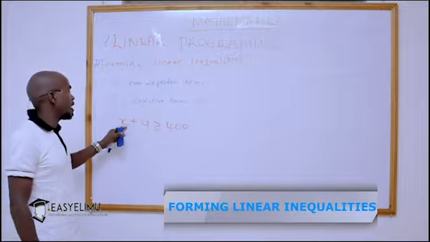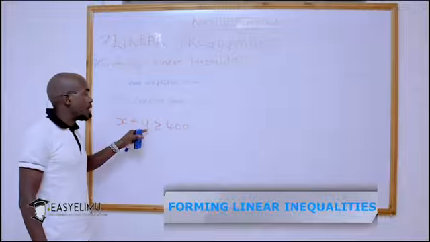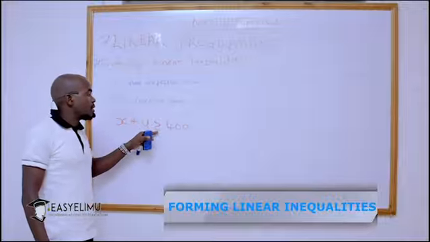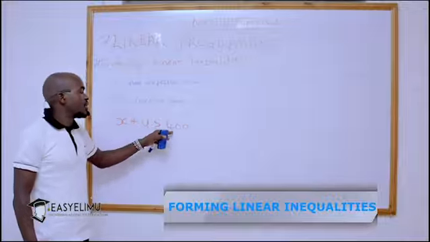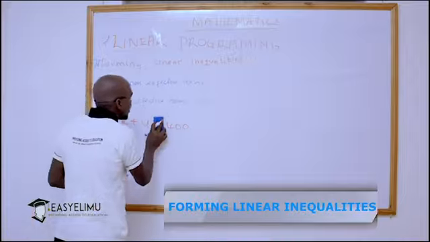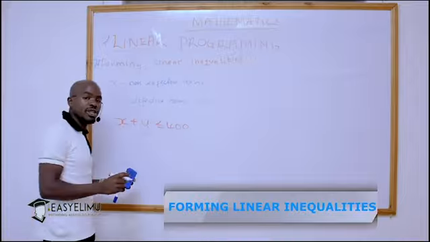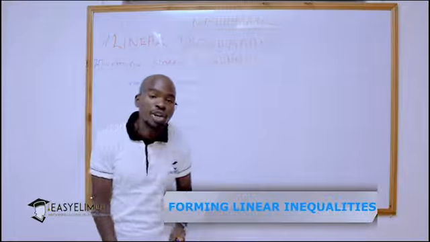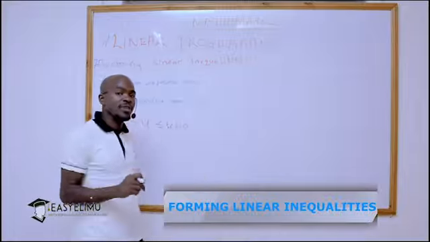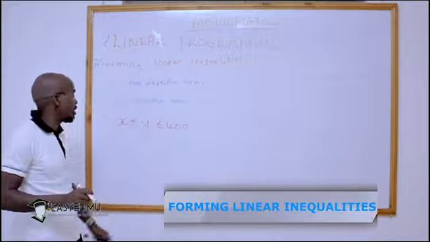It should be this, X plus Y at most 400. So meaning it is either 400 or less, not more. It is 400 or less, meaning at most the maximum production should be 400.